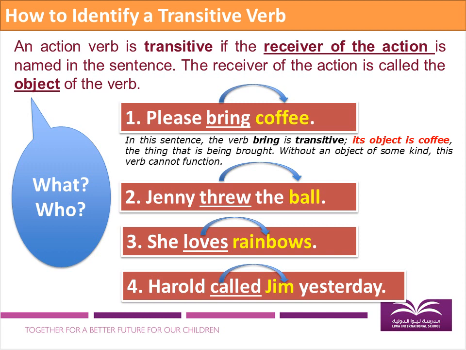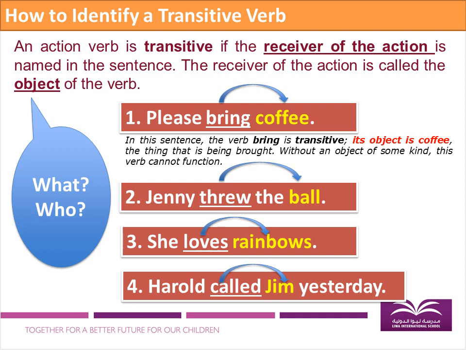An action verb is transitive if the receiver of the action is named in the sentence. The receiver of the action is called the object of the verb. Again, an action verb is transitive if there is a receiver of the action. What do we call this receiver of the action? This is an object. Now you might be asking, how are we going to identify the object of the verb? That is a good question.